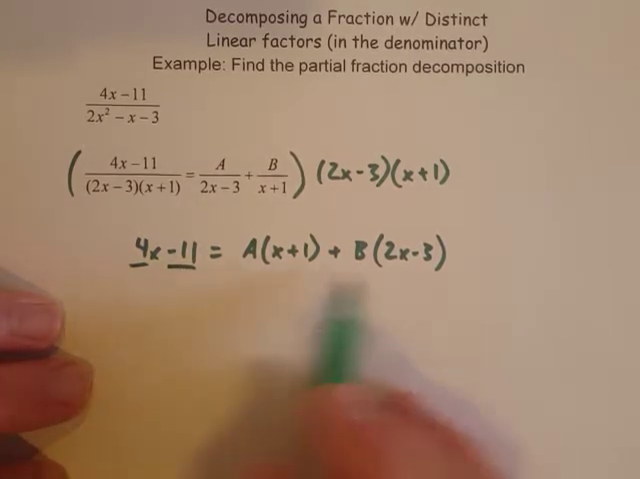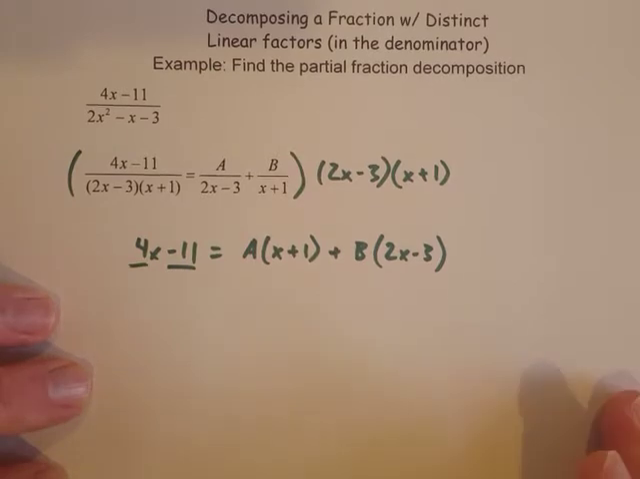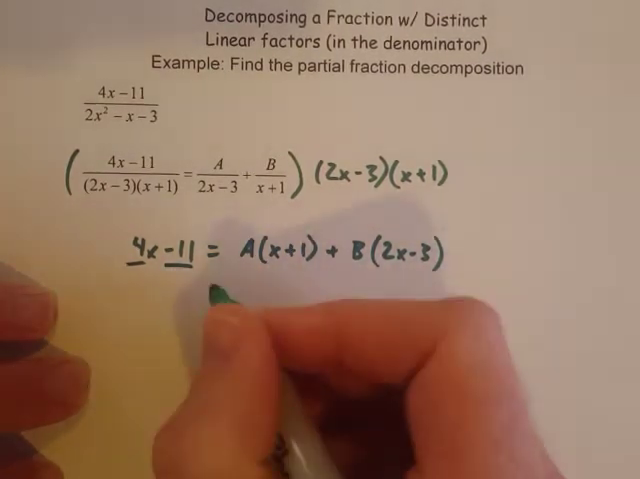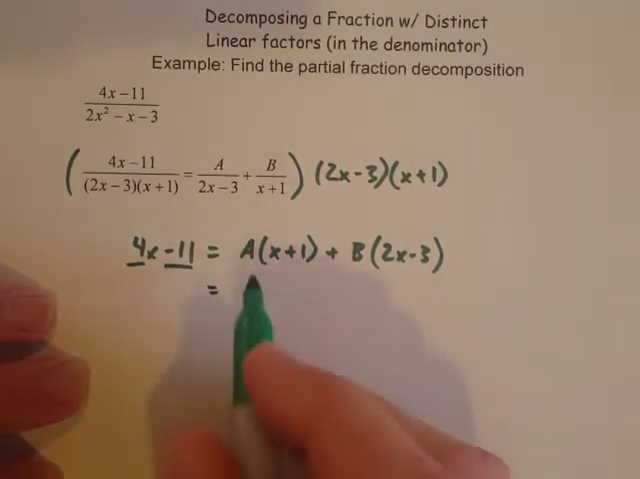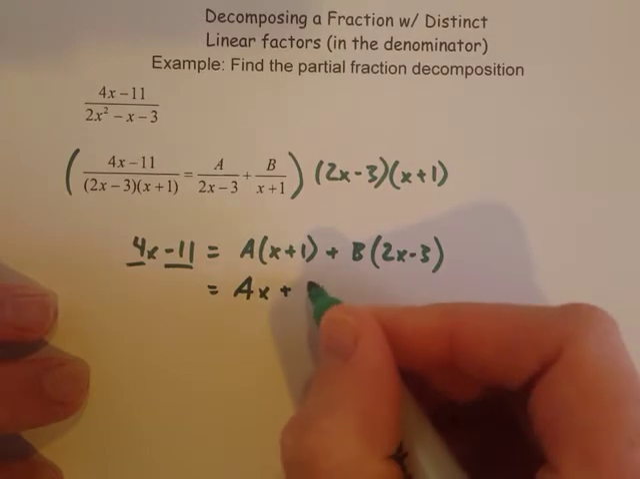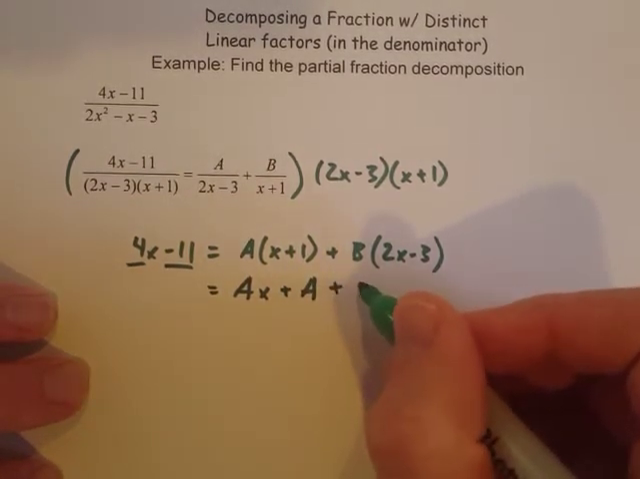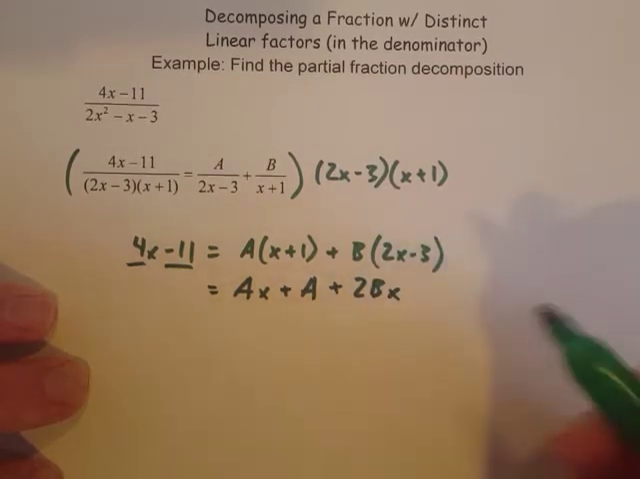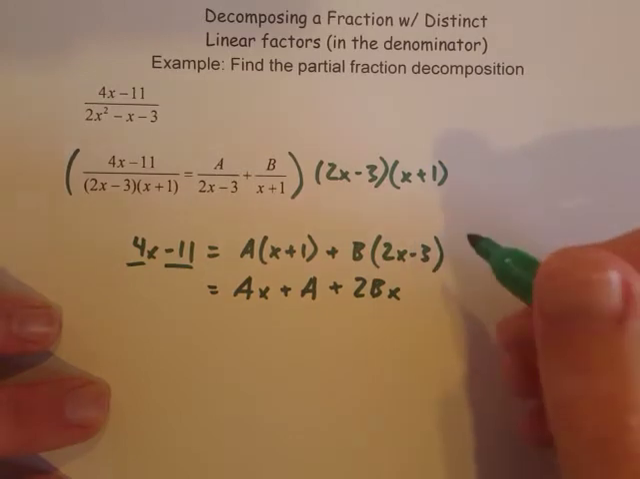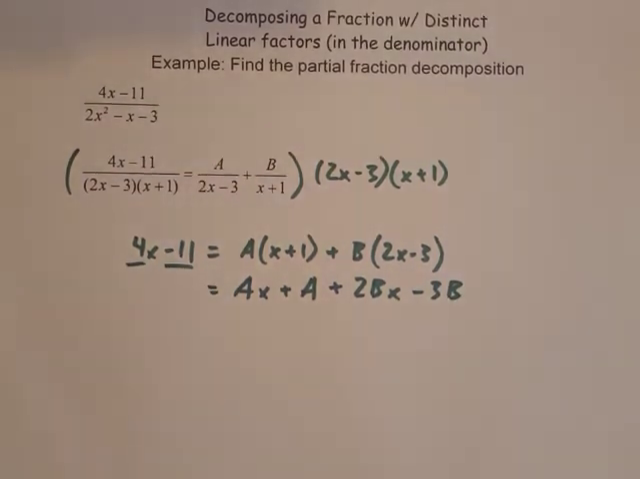And so we're going to try to match that up over here once we have everything sort of distributed out. So I'm going to distribute the a and the b throughout these and just kind of have it all laid out for now. We'll have ax and then plus 1a. And over here we're going to have plus 2bx. You don't have to write it in that order, but you can, or you can switch it around a little bit. And then minus 3b.